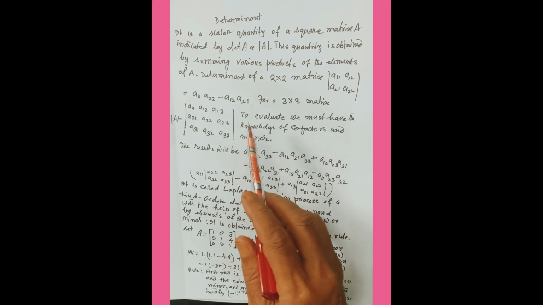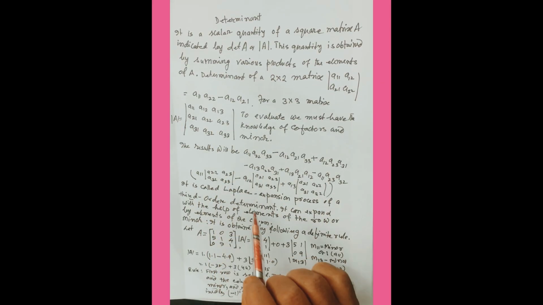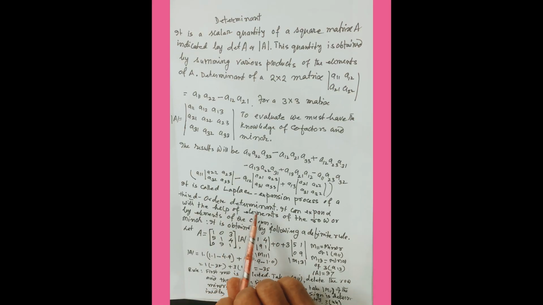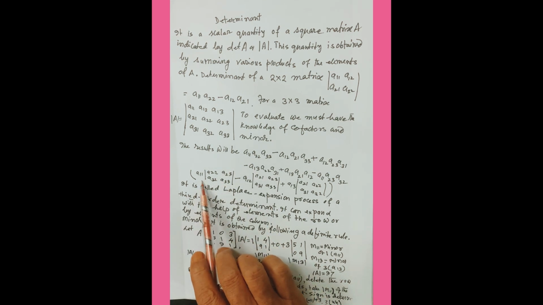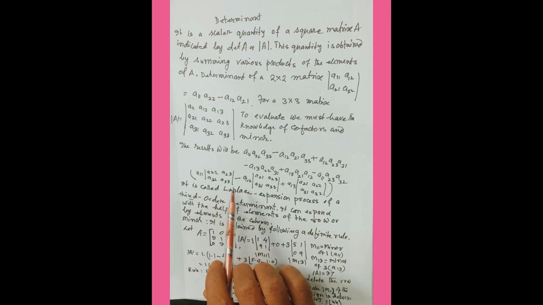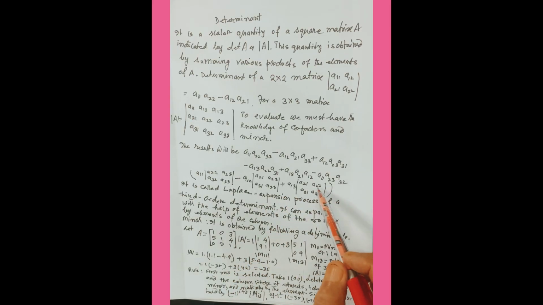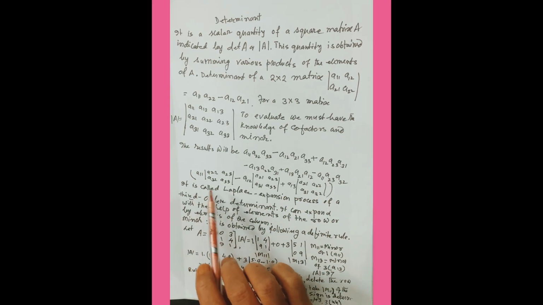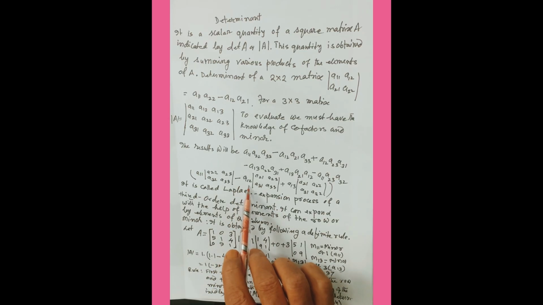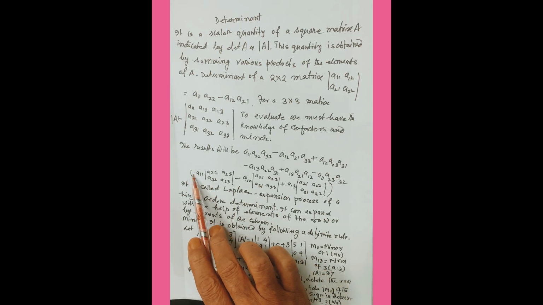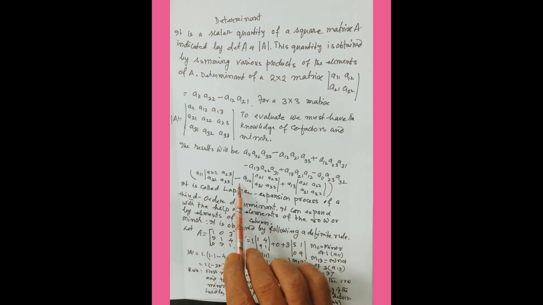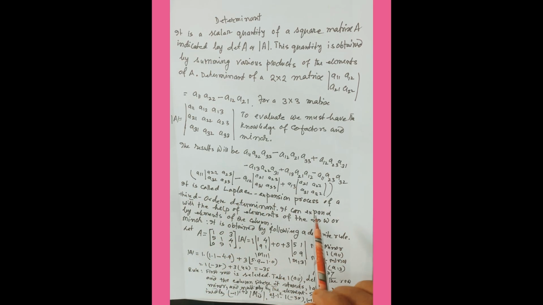Now this expansion is called the Laplace expansion process of a third order determinant. So the whole thing I have shown here, say A11 into determinant of the minor, minus A12 into determinant of the minor, plus A13 into determinant of the minor. And the sign is determined by its position. If it is even, plus sign. If it is odd, it is minus. Again, even, it is plus.